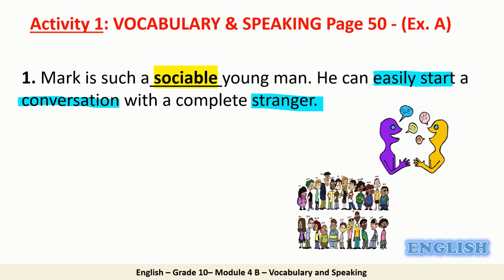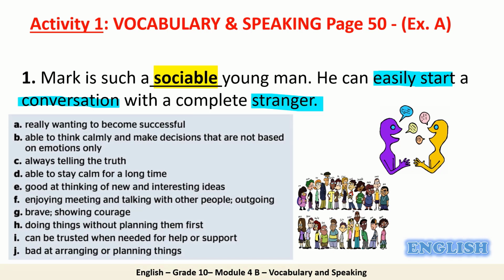Perfect. Our next step is to read the following definitions and find the meaning of the adjective sociable. The answer is F. A sociable person is a person who is always enjoying meeting and talking with other people. In other words, he is an outgoing person or even a friendly person. My dear students, next time you want to describe a friendly or an outgoing person, use the adjective sociable.